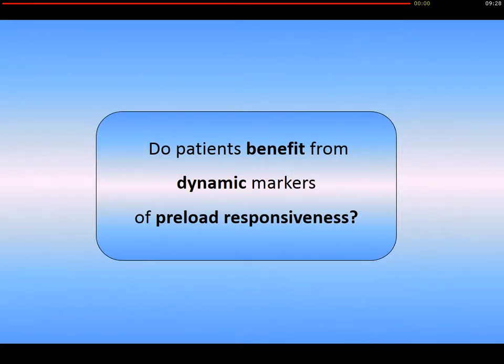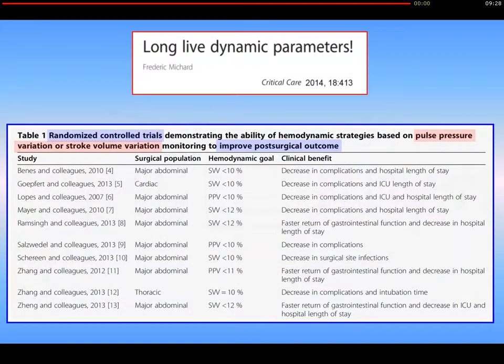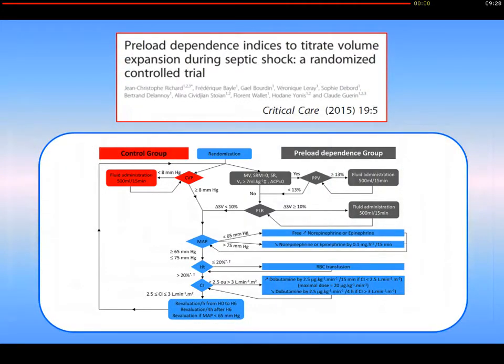Whatever. And the last question, the last 30 seconds, I want to answer the question, do patients benefit from dynamic markers of preload responsiveness? I would say in the OR, or operating room, yes. Many studies show a decrease in the complication rate, decrease in morbidity if you use these indices compared to standard care. Also, in the ICU, there is this very nice study by the group of Claude Guérin in Lyon in France.